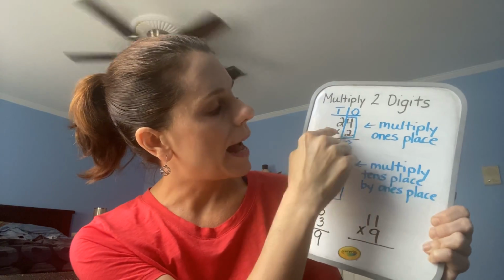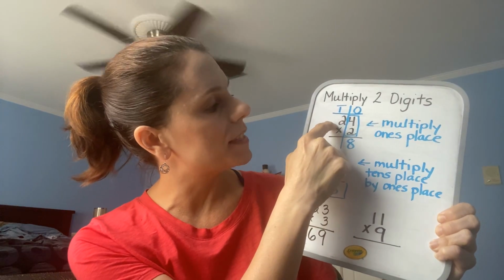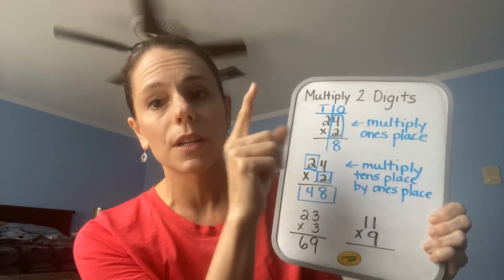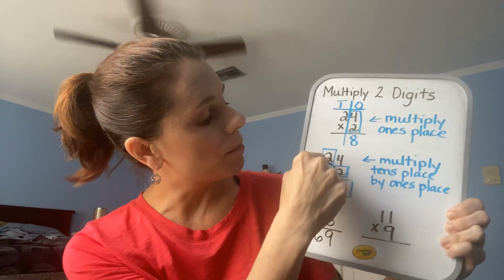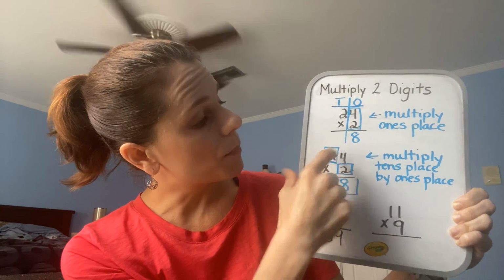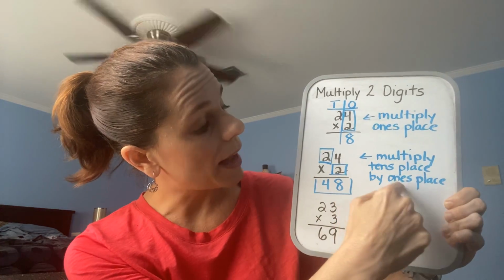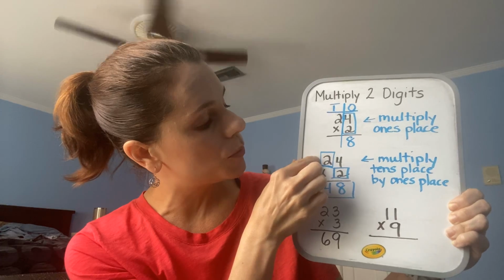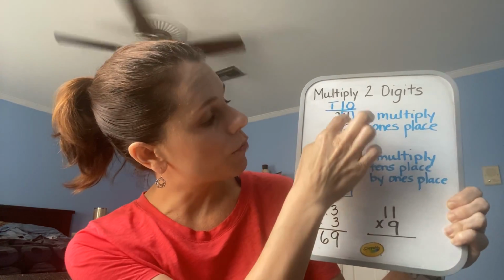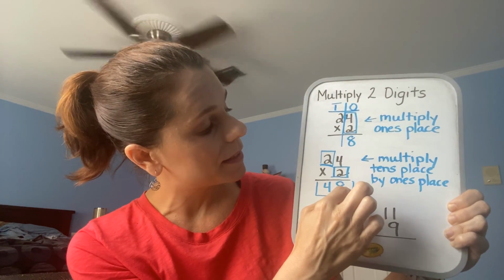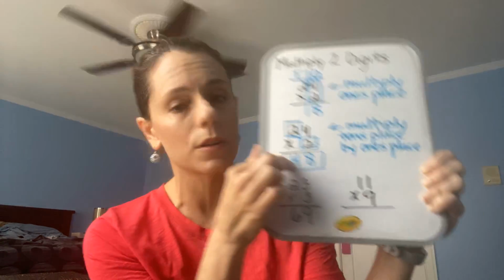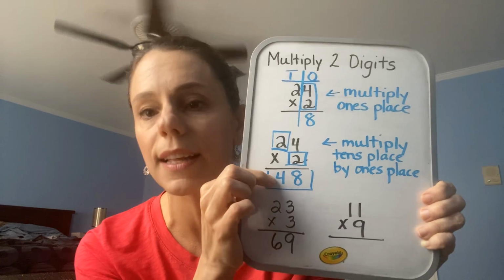Now, how do you get an answer for the tens place? There's a 2 right here. So there are two steps. The next step, you multiply the number in the tens place by the number in the ones place. For this problem, it's 2 times 2. So 4 times 2 is 8. Move to the tens place. 2 times 2 is 4. So your answer is 48.